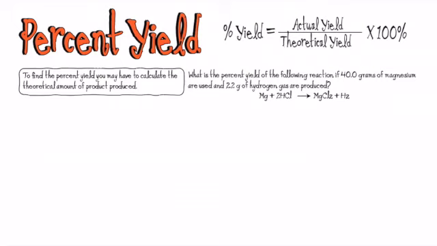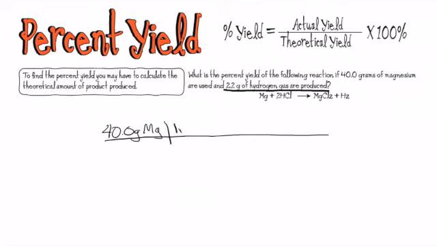So what is the percent yield of the following reaction if 40 grams of magnesium are used and 2.2 grams of hydrogen are produced? So we know our actual yield, we have 2.2 grams of hydrogen. We need to find our theoretical yield. So we started with 40.0 grams of magnesium, and we're calculating how many grams of hydrogen we should have made.